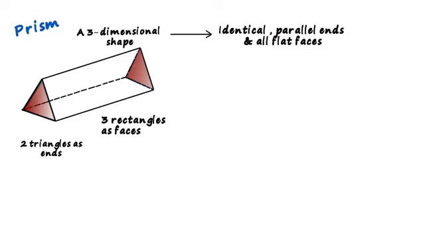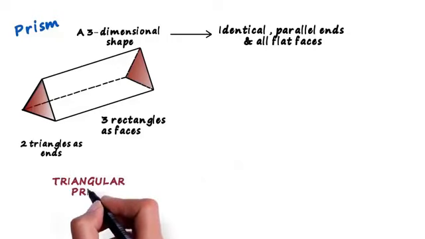The definition also says that all its faces should be flat. And in this figure, all faces are flat. They are rectangles. This, by the way, is called a triangular prism.